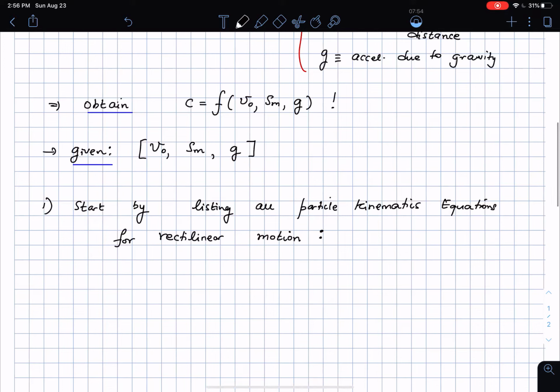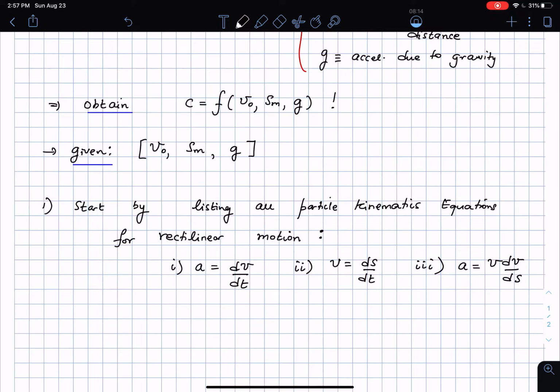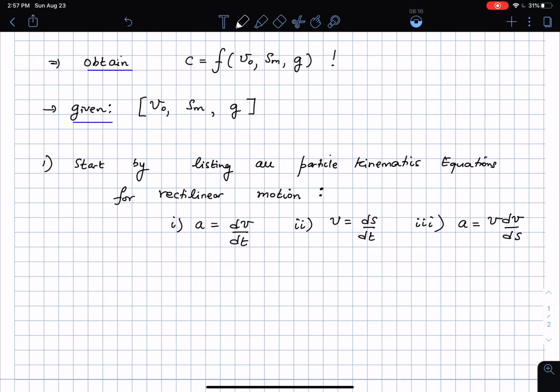What are these relationships? I have a is dv by dt. Then I have v is ds by dt, and then I have a is v dv by ds. These are the three things. Then I look at the problem. Which of these three equations are relevant to us?